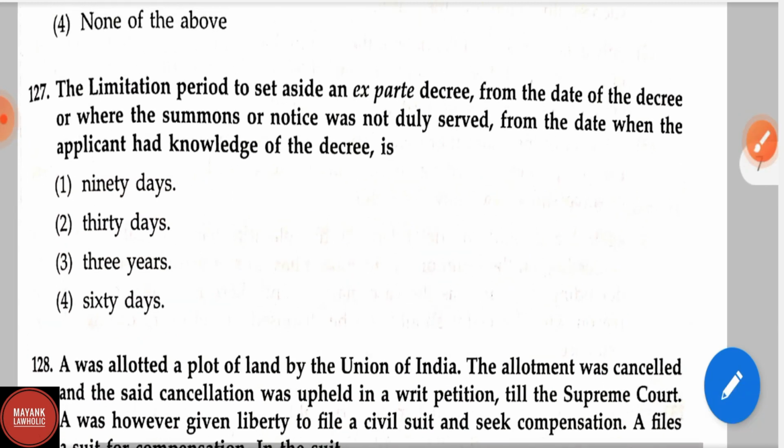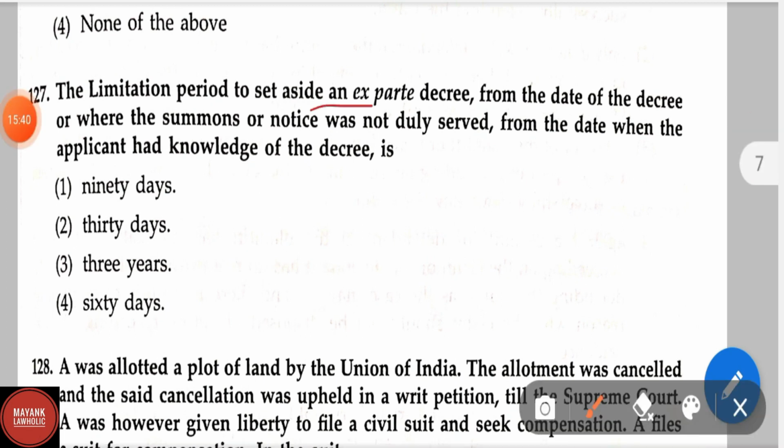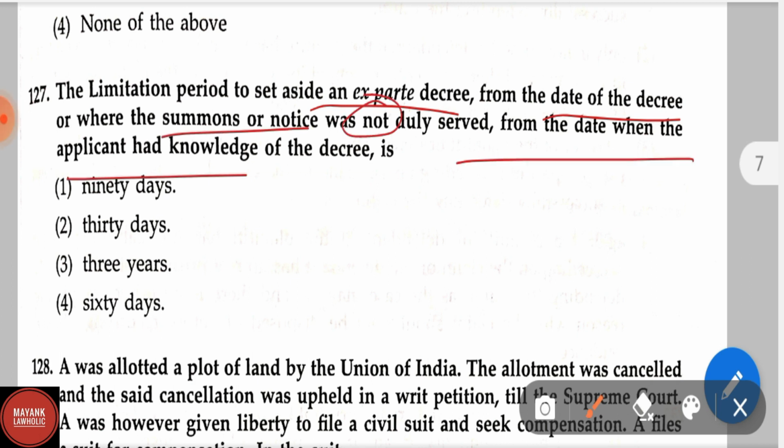Now let us see question number 127. The limitation period to set aside an ex parte decree, from the date of the decree where the summons or notice was not duly served, from the date when the applicant had knowledge of the decree is... Option 1, 90 days, option 2, 30 days, option 3, 3 years and option 4, 6 days. In this question, the correct answer is 30 days.